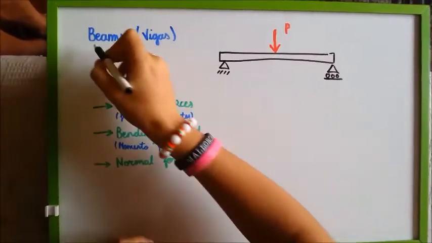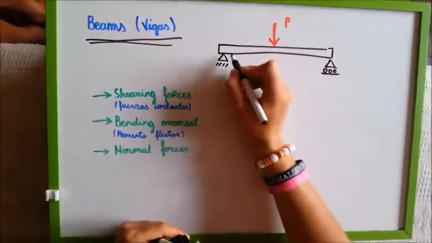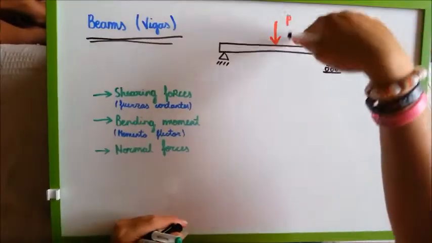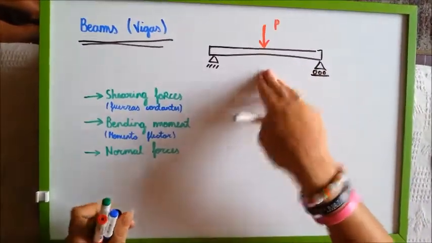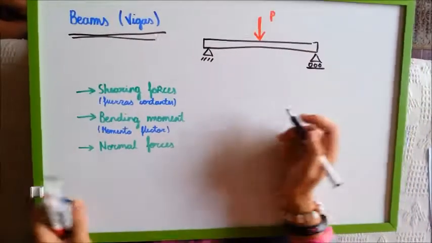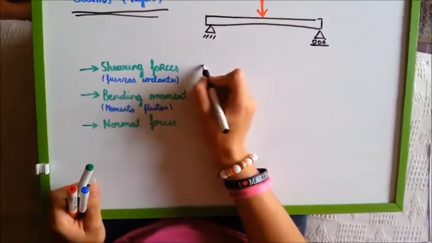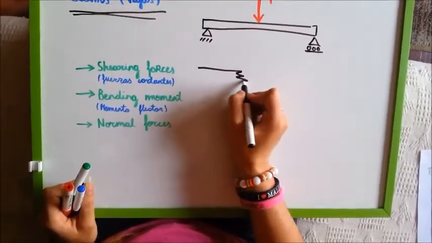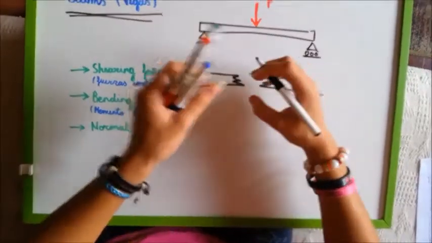Okay, now we are going to talk about beams, vigas in Spanish. So we have here a beam, we are applying a charge on it. So what can happen with this beam when we are applying a force or a charge on it? Okay, shearing forces appear. This is when the beam can break like this.